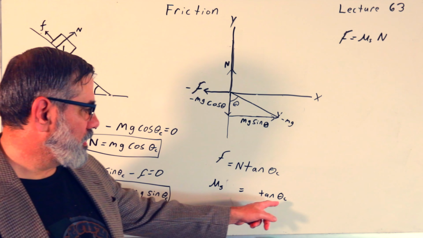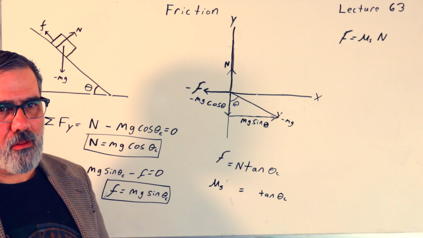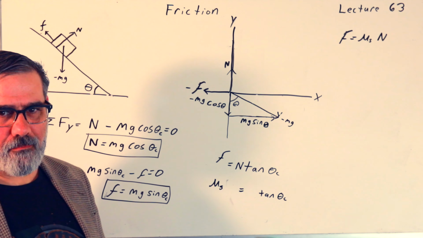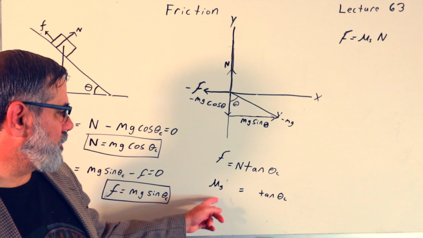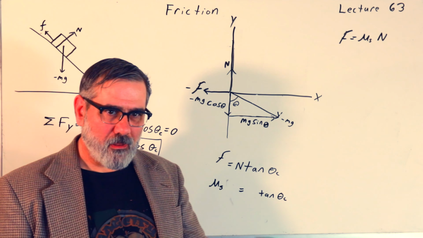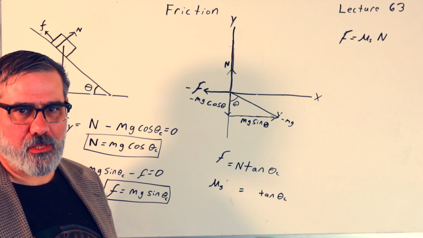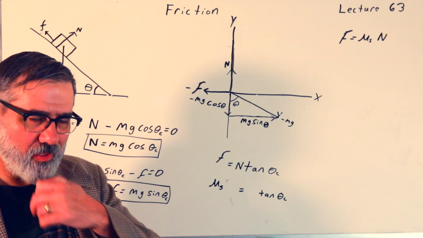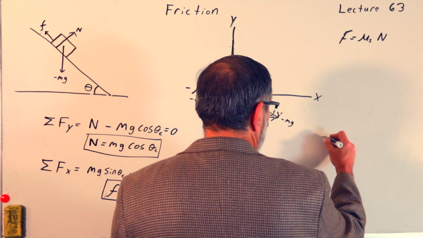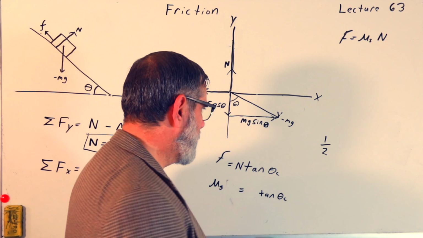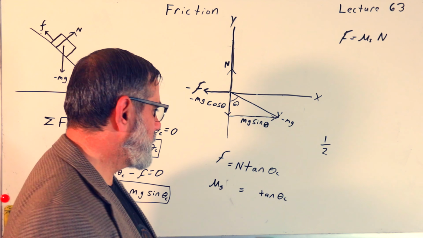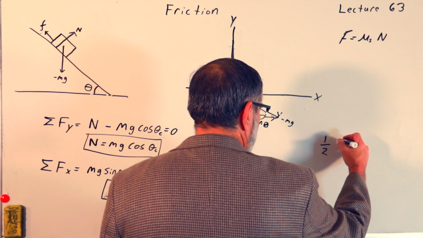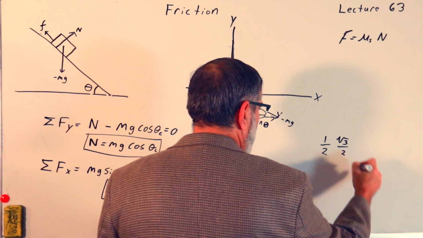So once I've got this critical angle, let's say it was 30 degrees, what is my coefficient of friction? Who can tell me what the tangent of 30 degrees is? What is the sine of 30 degrees? That'll be 1 over 2. And what is the cosine of 30 degrees? It's the same thing as the sine of 60 degrees. Square root of 3 over 2. Yeah, so we have square root of 3 over 2.